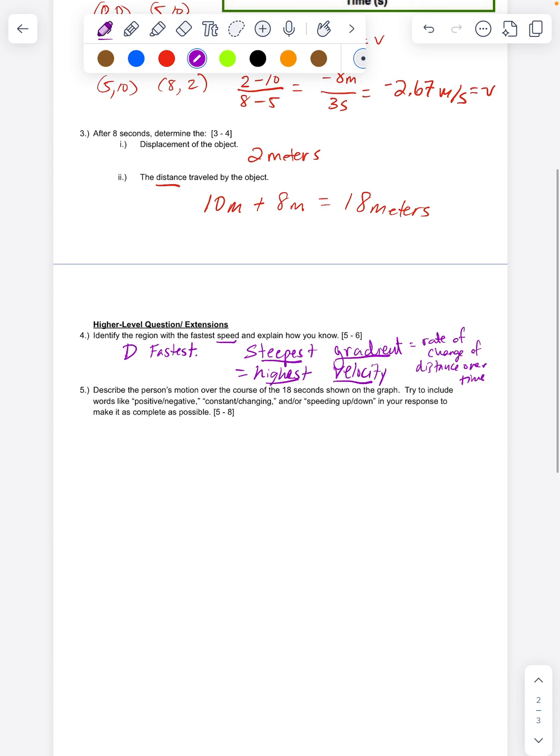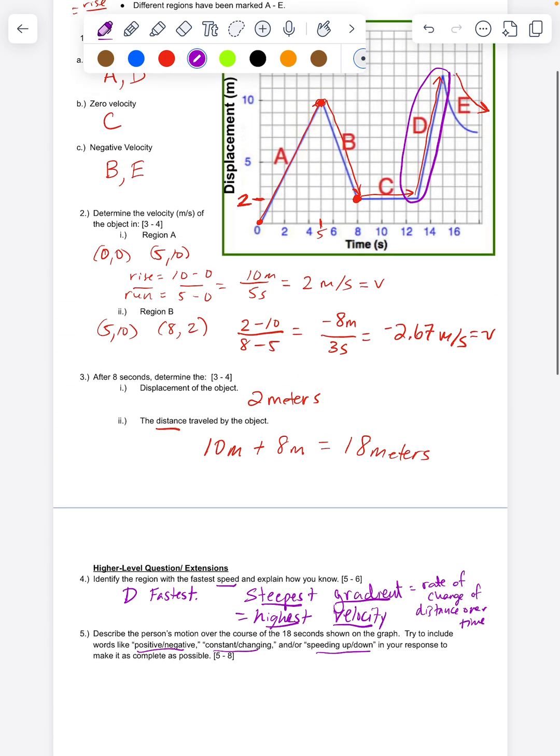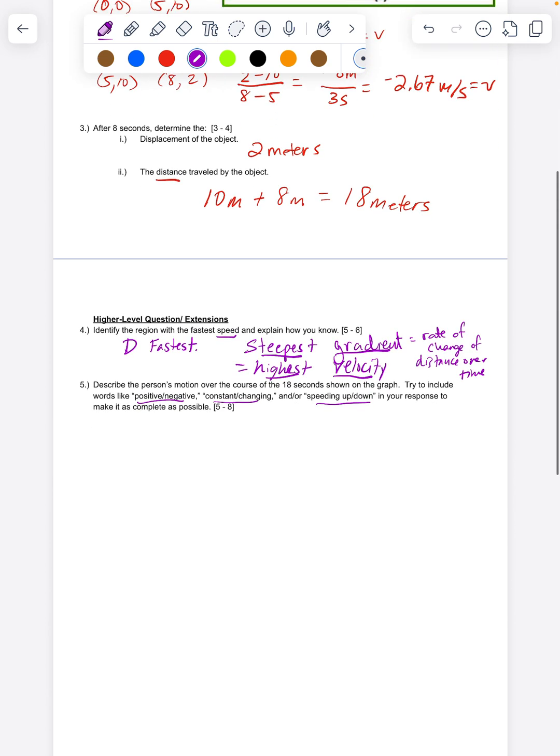Okay, final question, highest level. Describe the person's motion over the course of the 18 seconds shown on the graph. Try to include words like positive, negative, constant or changing, and speeding up and speeding down in your response to make it as complete as possible. Okay, so I'm just going to go through the regions here.